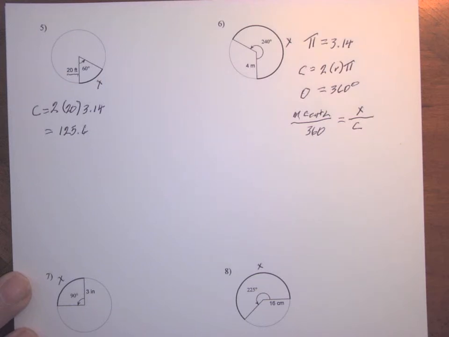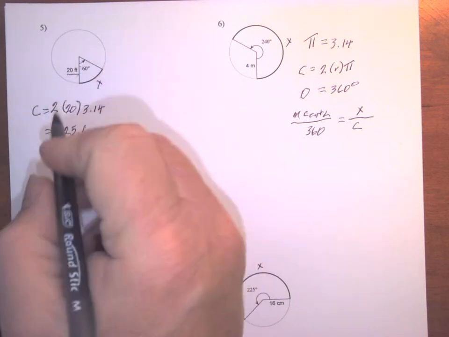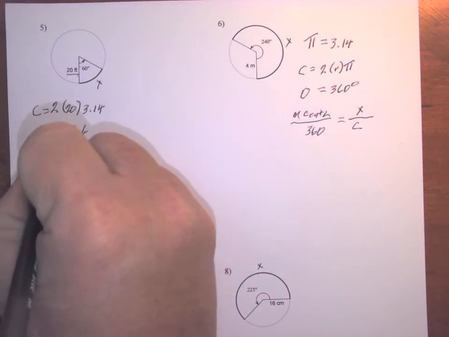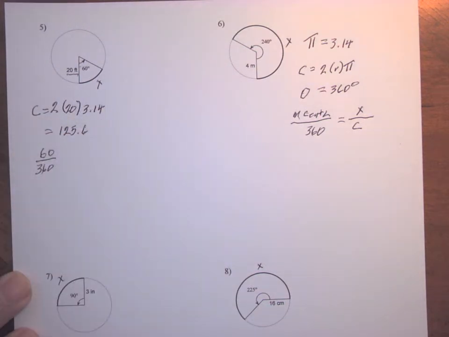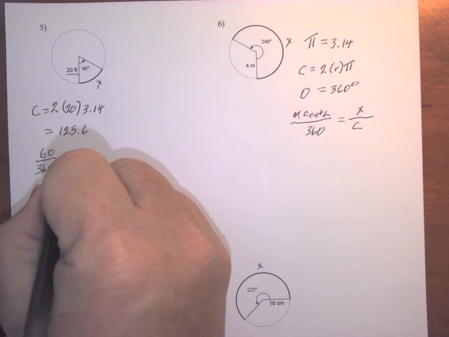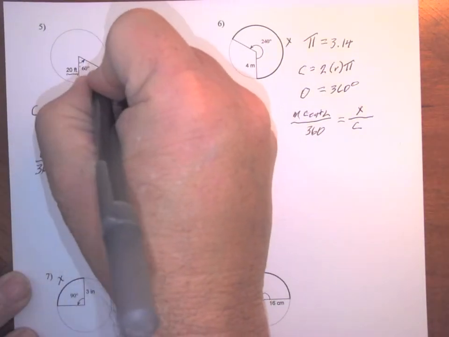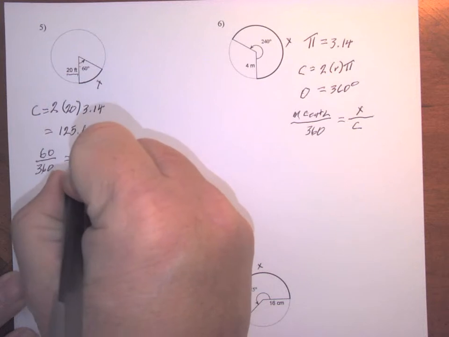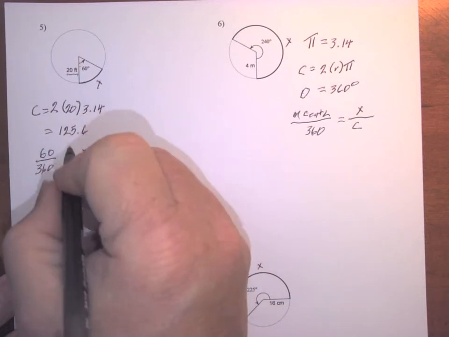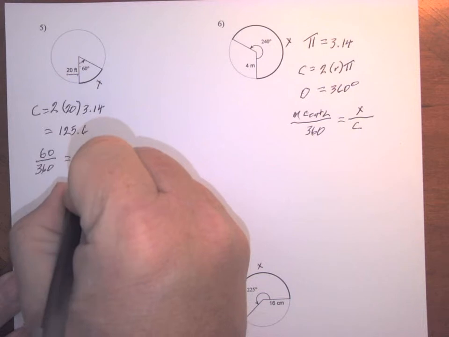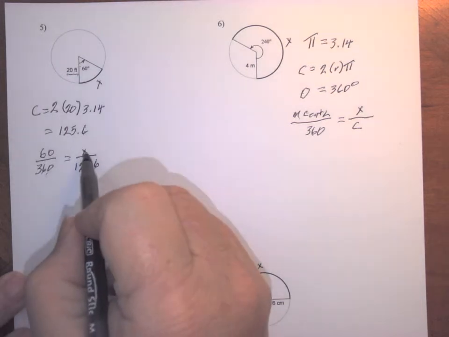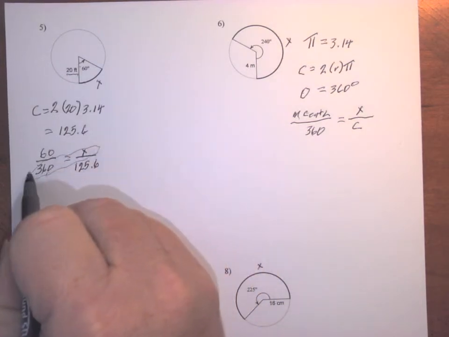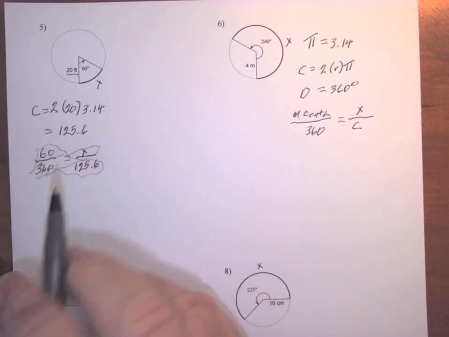Well, now we know a ratio. The central angle is 60, so if we take 60 over 360, because remember, the total is always going to be 360, that's got to equal the ratio of this piece of the circumference, which is x, divided by the total circumference, which is 125.6. And if you'll think back to how we used to solve proportions, the way we solved them was we cross-multiplied. It was the butterfly method, if you'll recall. It looks like a butterfly wing is coming this way.